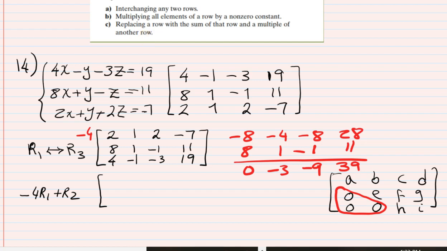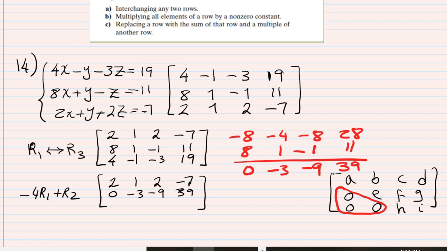Okay. So I'm going to write the first row. Remember, the first row is a helping row. It's not going to change itself. It's just going to help me get to the other rows. And the new second row is 0, negative 3, negative 9, and 39. Okay. Now, at the same time, this time I'm going to erase negative 4.